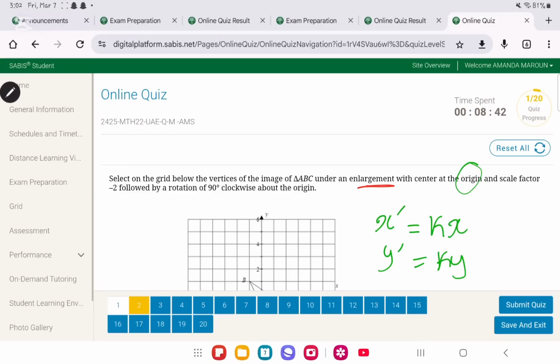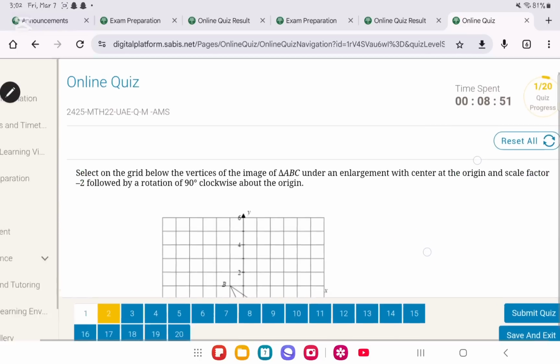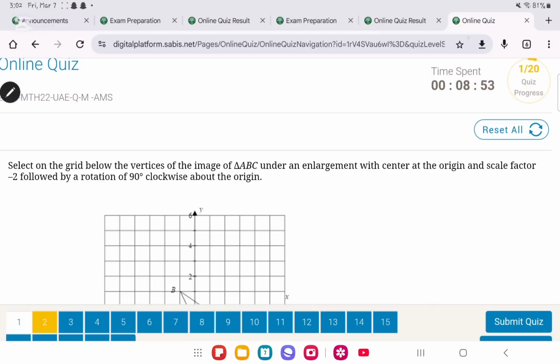And scale factor, which is k, being -2, followed by a rotation of 90 degrees clockwise. Okay, let me explain this sentence. We have a triangle ABC. We need to enlarge it. Enlarge it means make it bigger. With center at the origin.